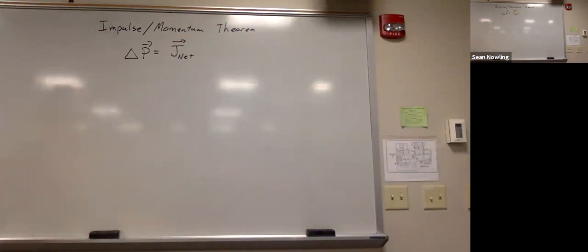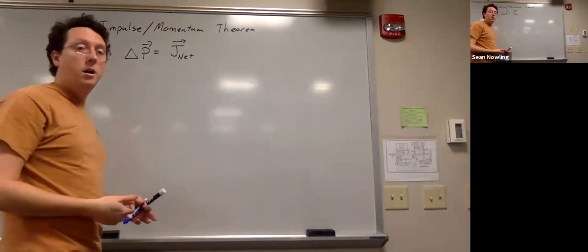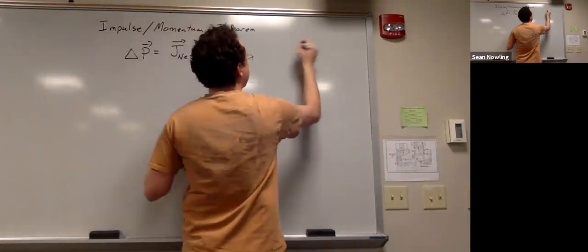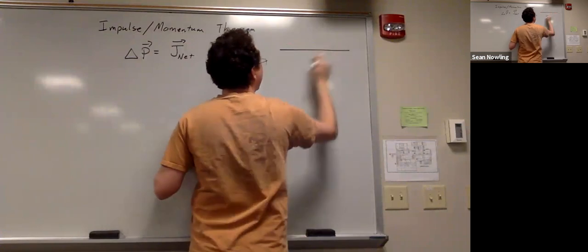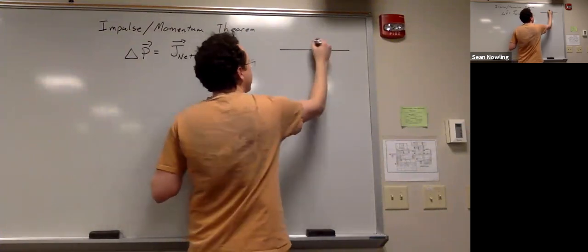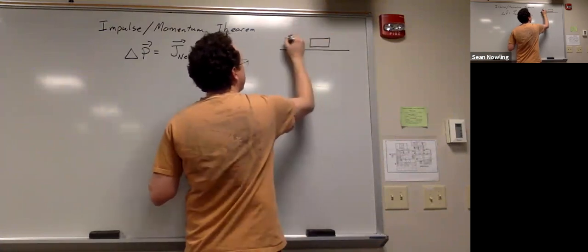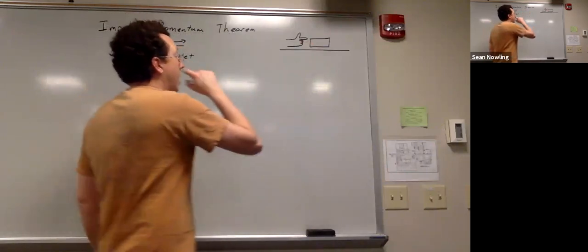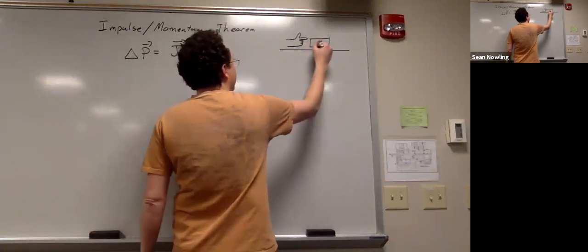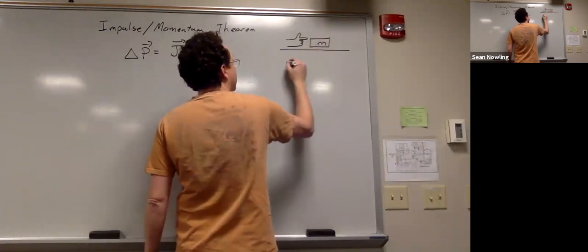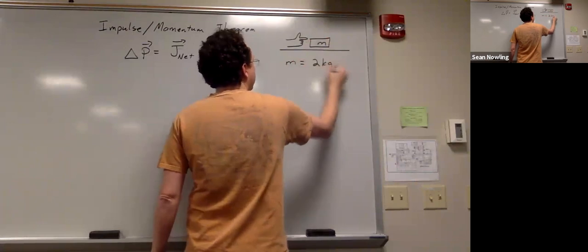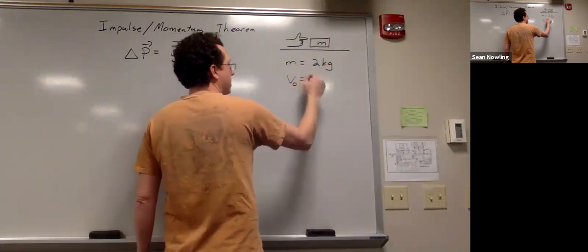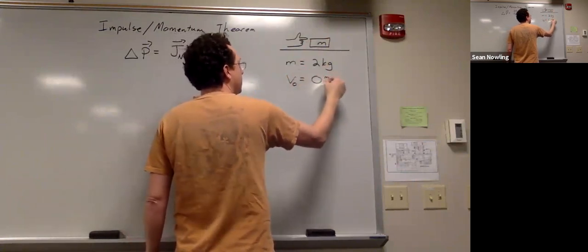Okay, so that's our theorem, and we're going to use that to describe the motion of a block, the same block actually. So here's our picture. I'll put the picture over here. So I have a surface. Let's just imagine that there is no friction. And we're going to exert a force on it. I'm going to assume that the block has a mass of 2 kilograms, and that at the beginning, the block isn't moving. So we'll say that V initial is 0 meters per second.